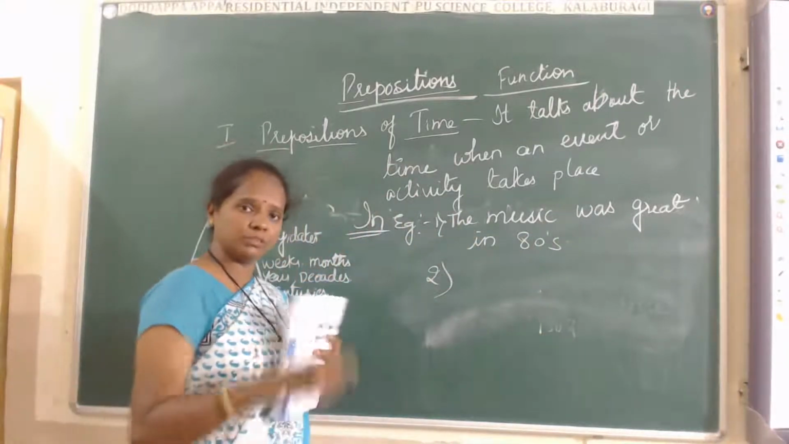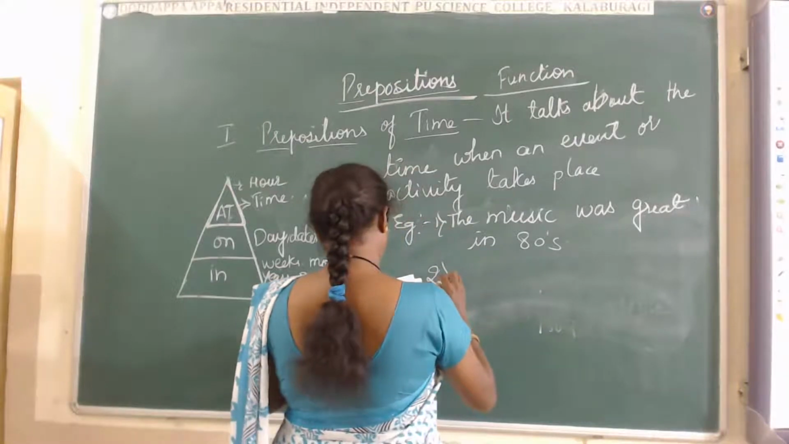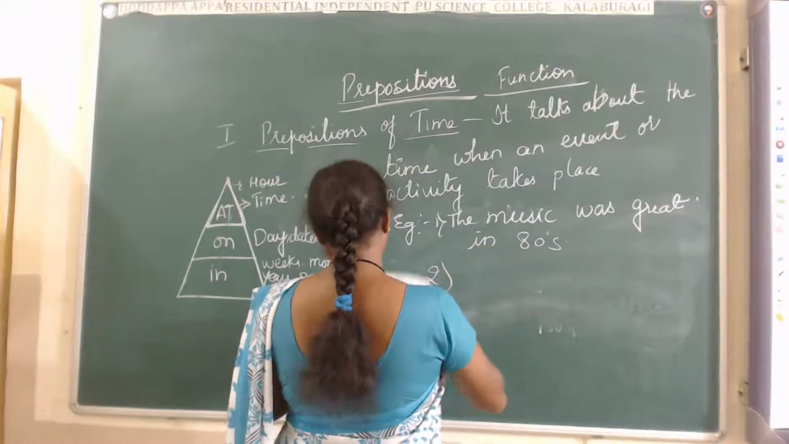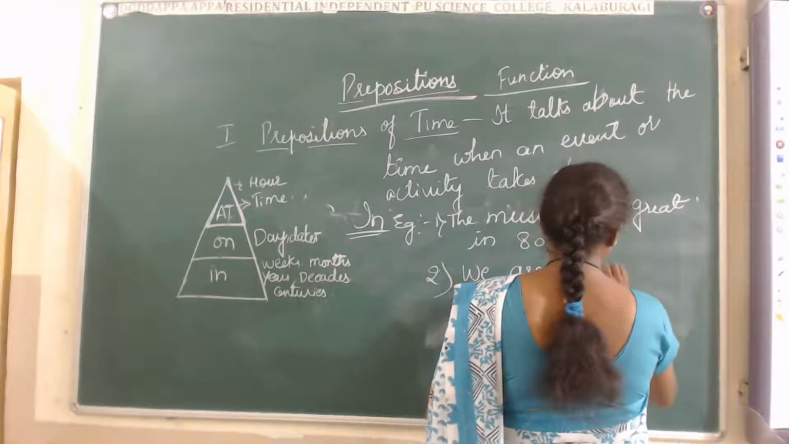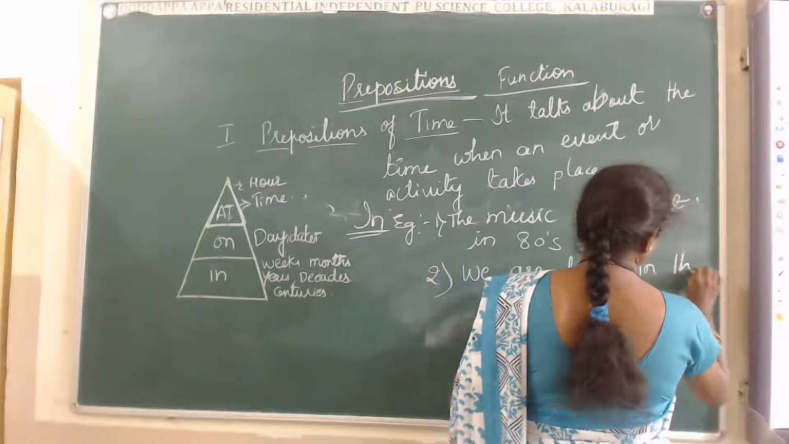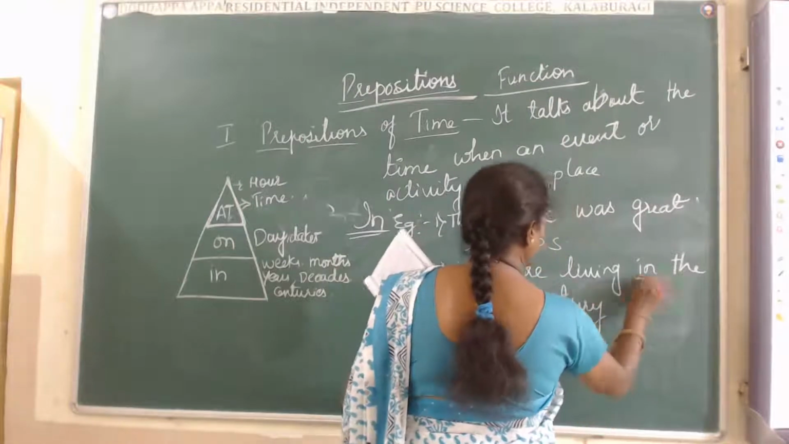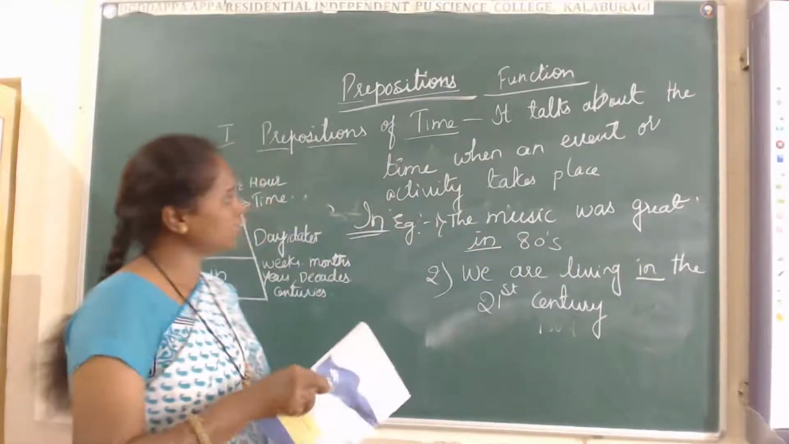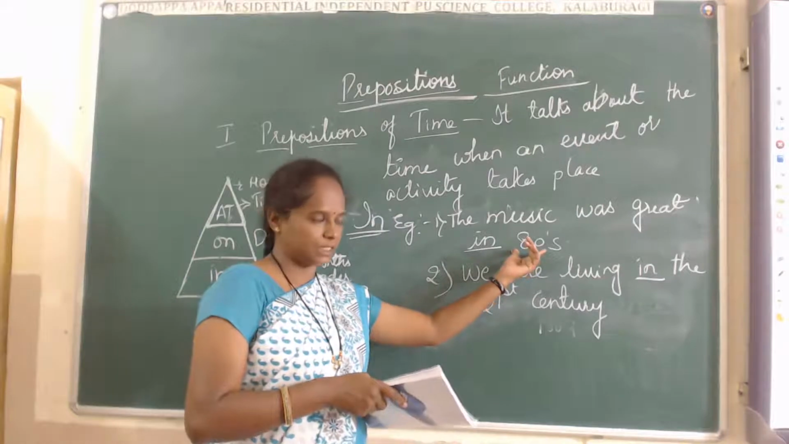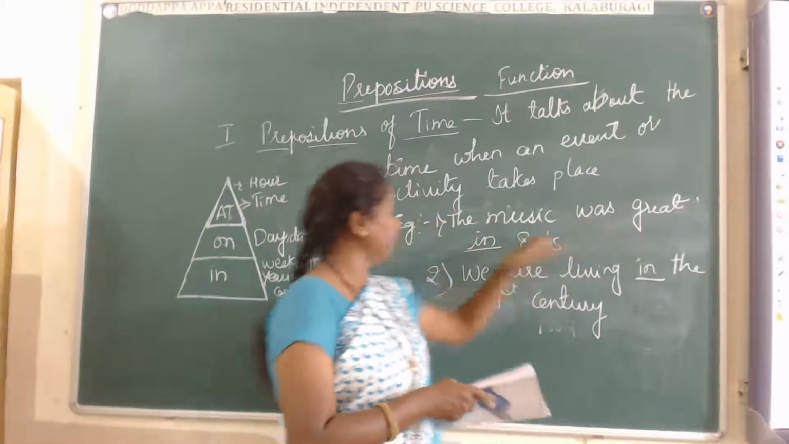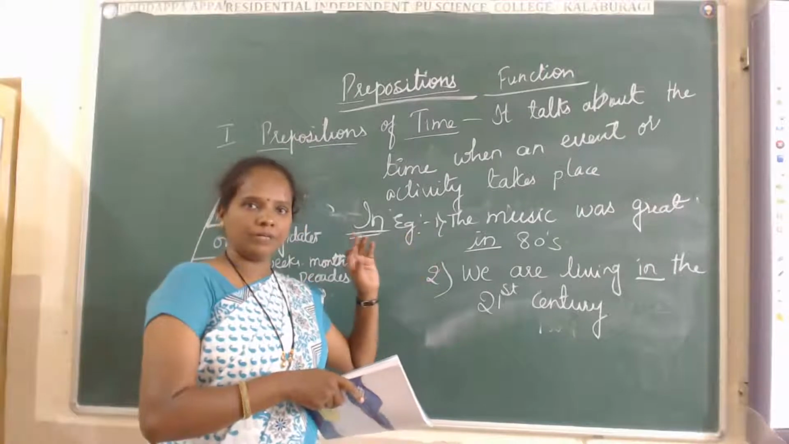Decade, century means what? 100 years. The music was great in the 80s. In the 80s, this is a decade, 10 years. The music of the 80s and 90s was very beautiful and very meaningful.